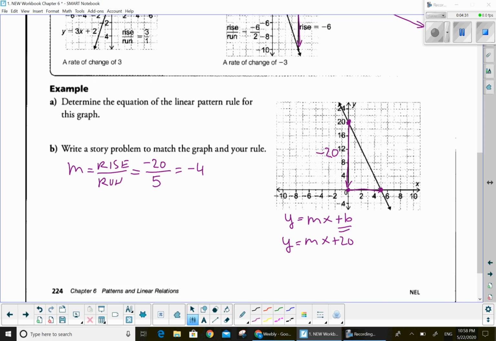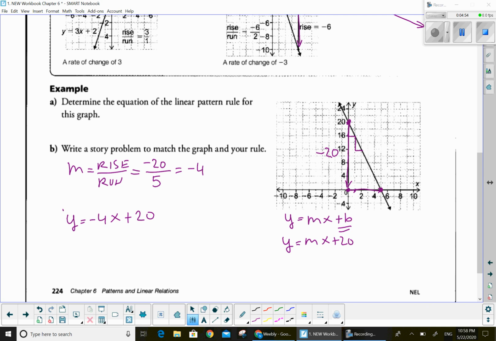What does that actually mean? Well, it means that for every 1 x value, my y value goes down by 4. So 4 down, 1 over, and so on and so on. What does that mean in terms of our equation? Well, we put it all together. It's going to be y equals -4x plus 20.